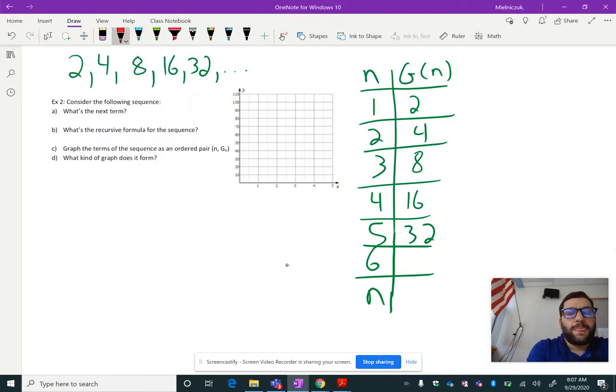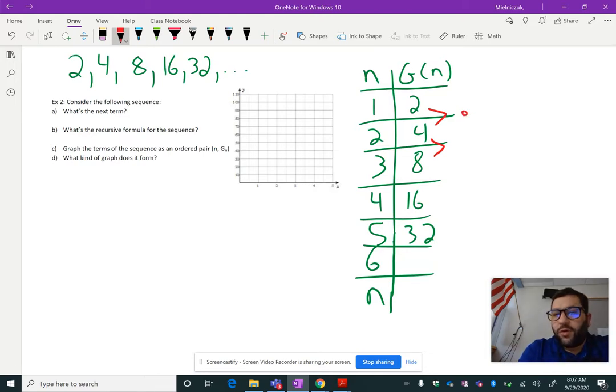We can say, well, from 2 to 4, we can add 2. But does that work for the next one? Okay, if I add 2 to the next one, I don't get to 8. So it can't be addition, right? Which is usually the first thing we want to check. So if it's not addition, what else could it be?